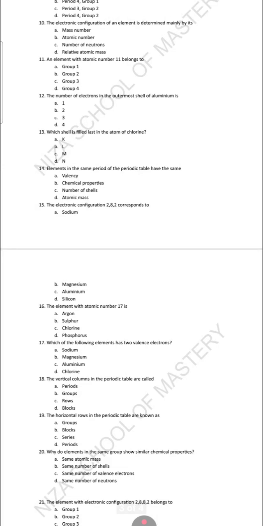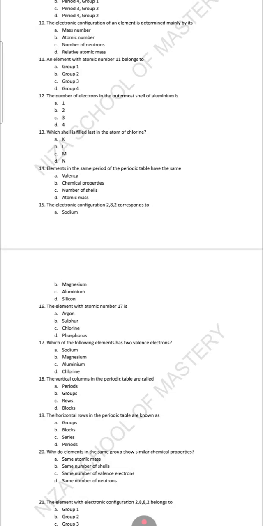Which shell is filled last in the atom of chlorine? The atomic number of chlorine is 17, so it will have 17 electrons: 2 on the first shell, 8 on the second shell, and 7 on the last shell. So it has 3 shells. The first shell is K, second shell is L, third shell is M. So that's C, M.